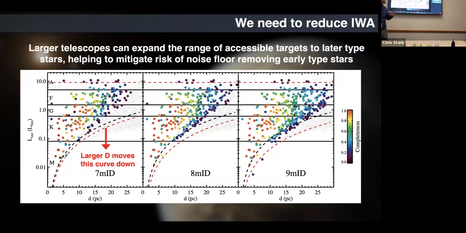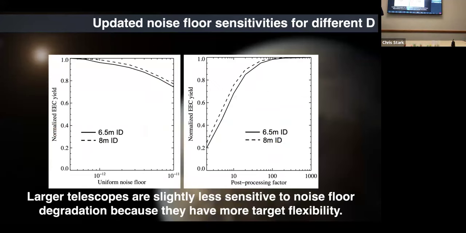What if we try to quantify what that risk is? I'm showing you here two plots showing the normalized exo-Earth candidate yield again for those two different types of noise floor. This time for a 6.5 meter and an 8 meter inscribed diameter. And you can see the 8 meter inscribed diameter is less sensitive to degradation in the noise floor, like what I've been saying. But it's not a huge factor, right?